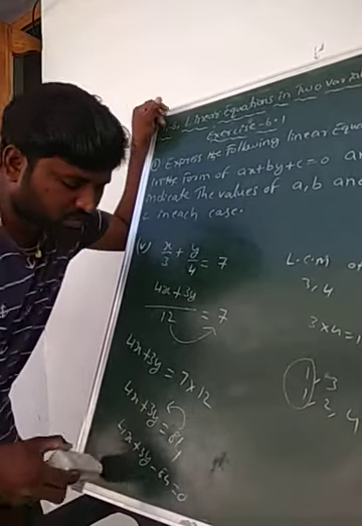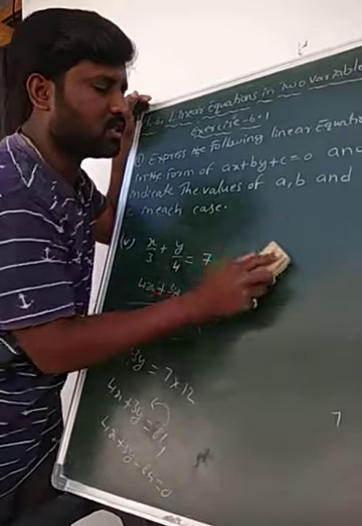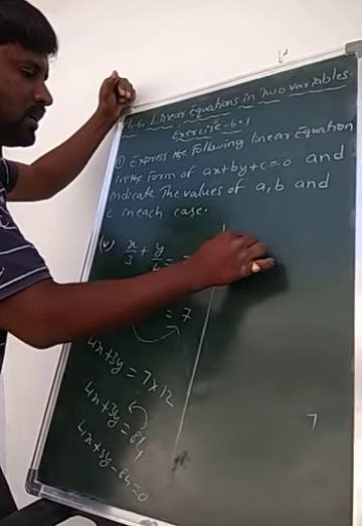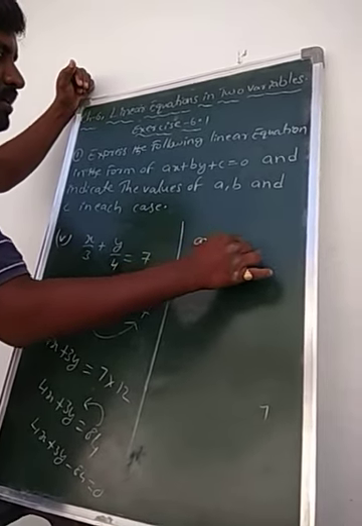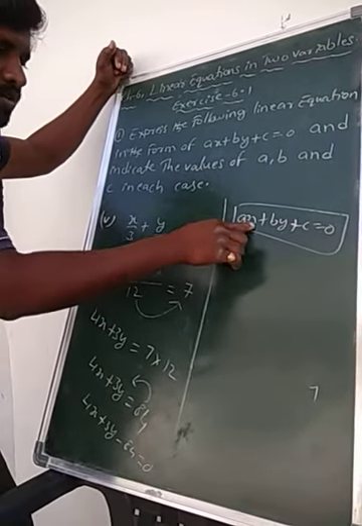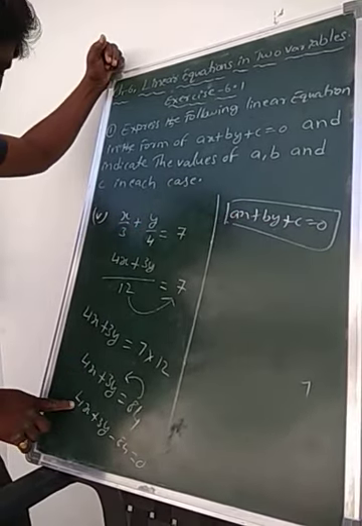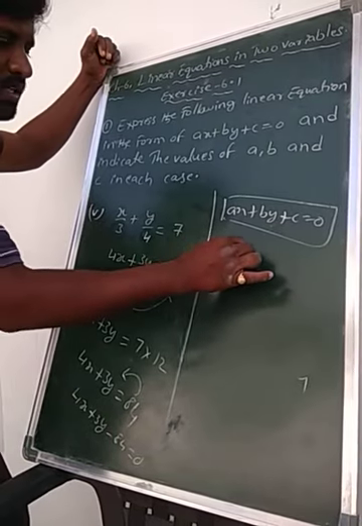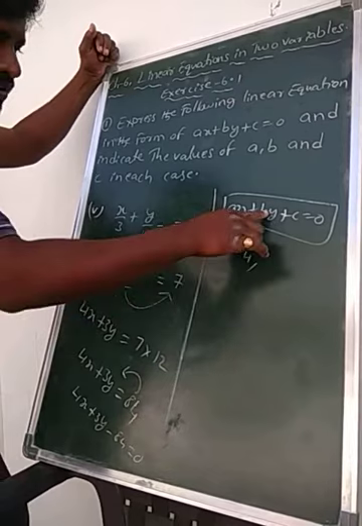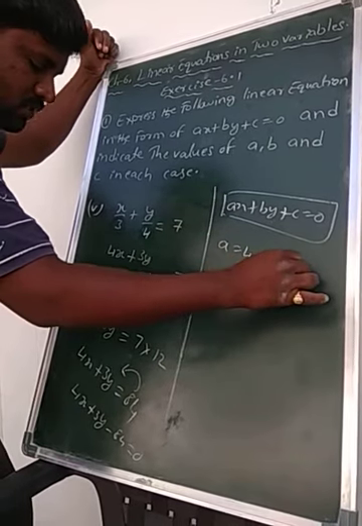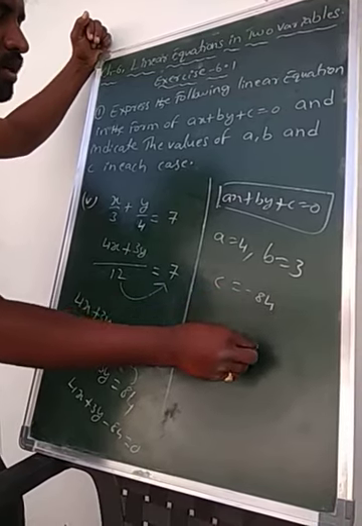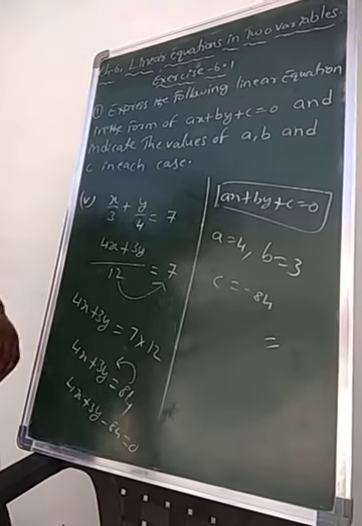Now comparing this linear equation with ax plus by plus c is equal to 0. Now the x coefficient is a, the x coefficient is 4, means a is equal to 4, and the y coefficient is b, the y coefficient is 3, so b is equal to 3, and c is equal to minus 84. Okay students, so we can find like this.